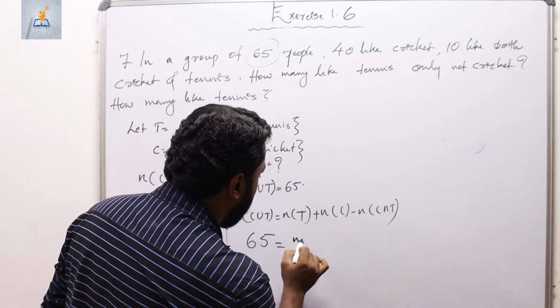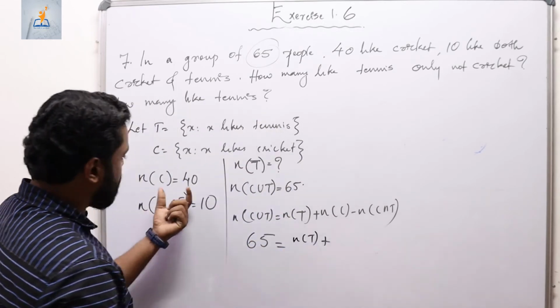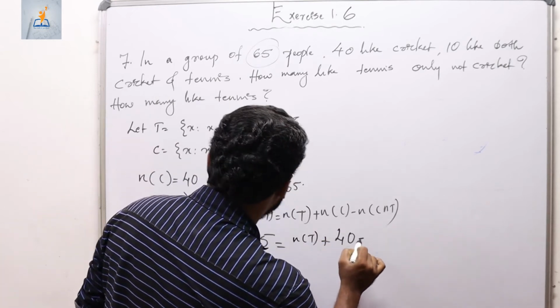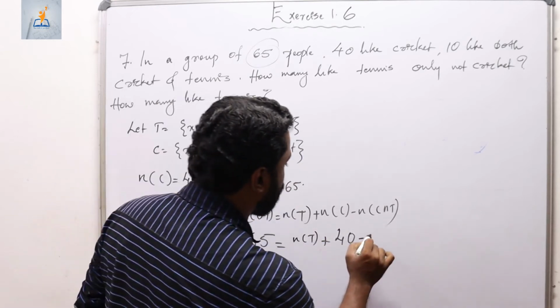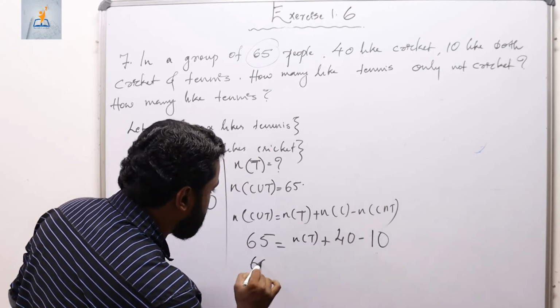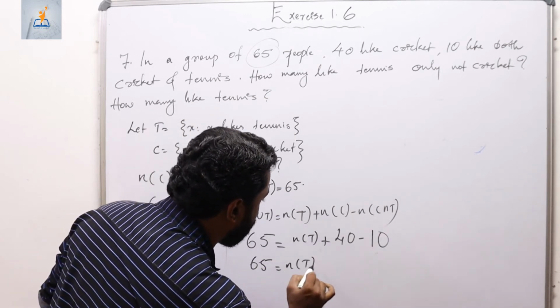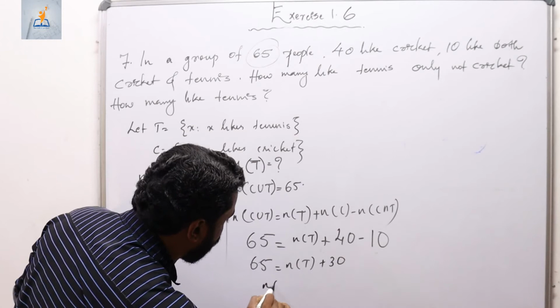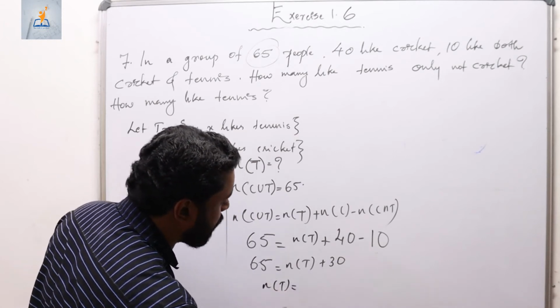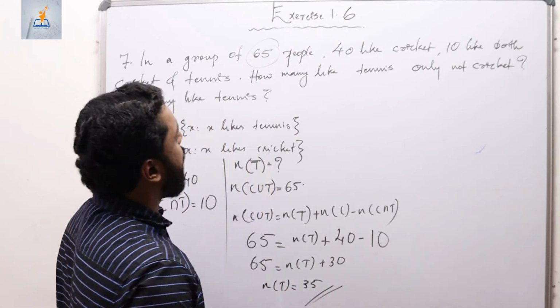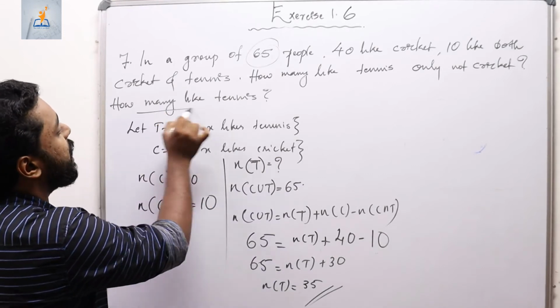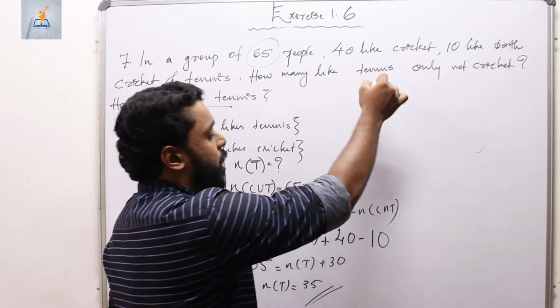Let it be there. n of T plus what is n of C? It is equal to 40 minus what is the intersection? It is equal to 10. Therefore 65 is equal to n of T plus 30. So n of T is equal to 65 minus 30 equal to 35. So that is the answer for the second part. How many like tennis? Now the first part.